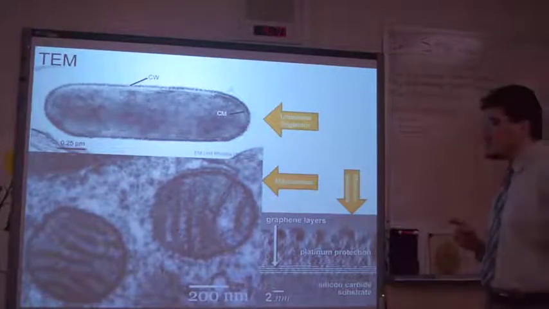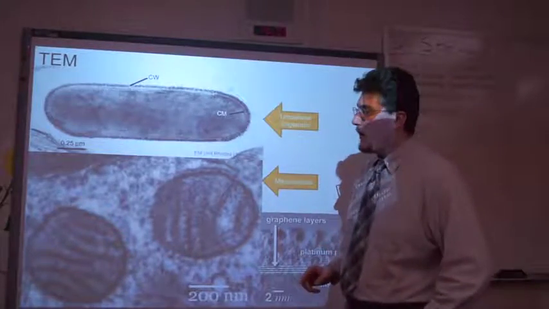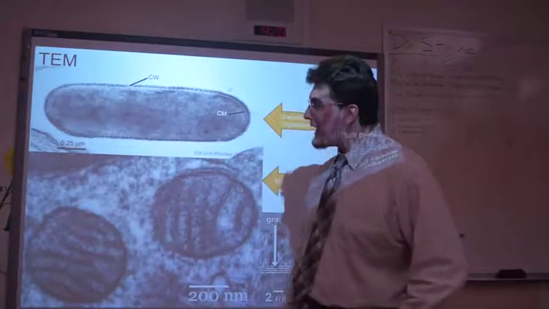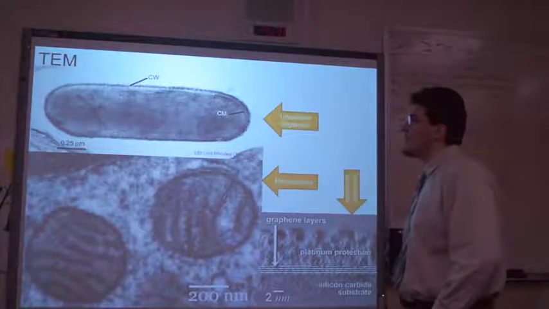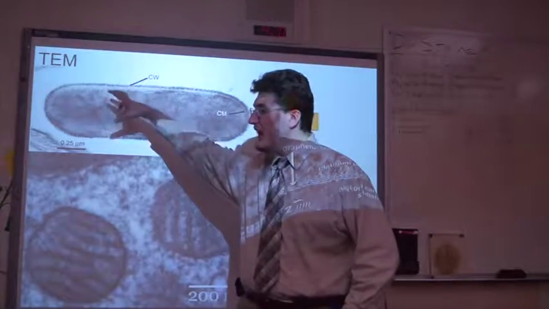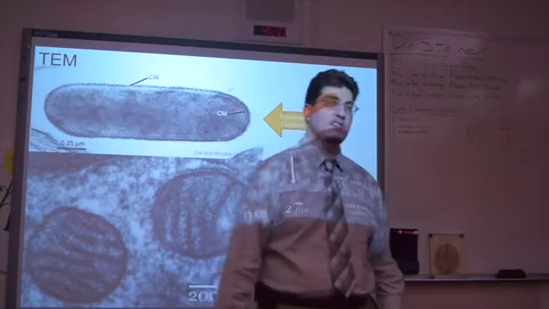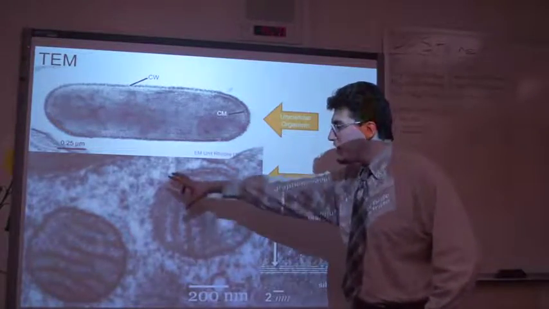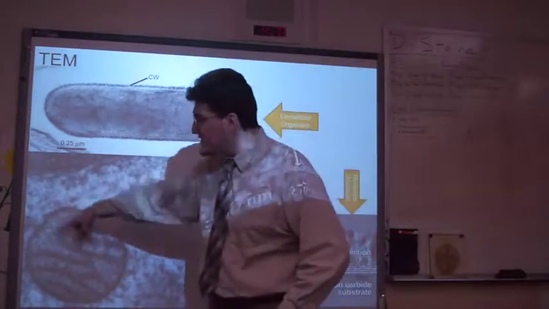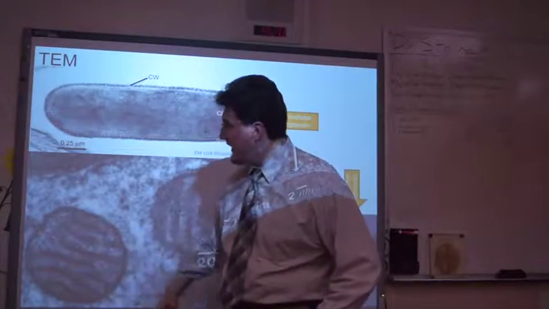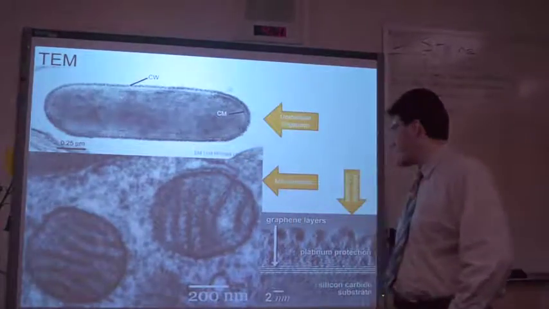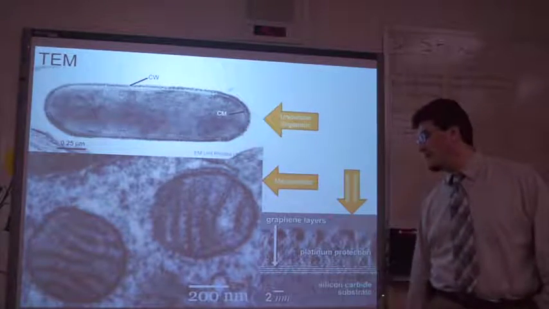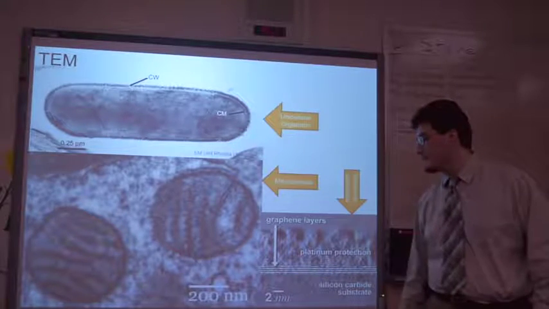Versus a transmission electron microscope. We see a cross-section of an individual bacterium, a unicellular organism. We see a lot of detail of the intracellular contents of this bacterium. These are mitochondria. We can see the cristae folds of the inner membrane. This is how deep you can go. This is 2 nanometers in size. This is the scale bar.